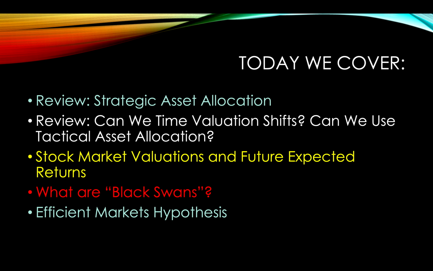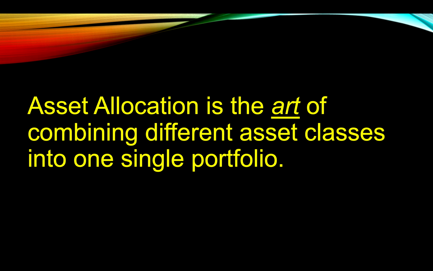So, asset allocation, as we know, is the art and to some degree the science of combining different asset classes into one single portfolio. There's no perfect portfolio out there. There's a lot of different ways of combining asset classes, but certainly there are things that we can do that for the very long term give us a higher probability of outperforming, for example, just the entire stock market or the entire bond market or the like.